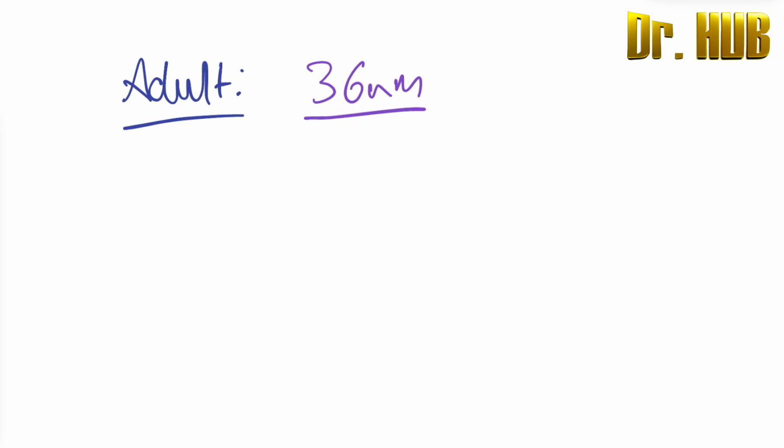Now let's look at the adult ET, the Eustachian tube. In terms of adult, the length obviously will increase, or it will double, that is 36 mm from 18. The angle with the horizontal is going to be 45 degrees, whereas in infants it was 10 degrees.